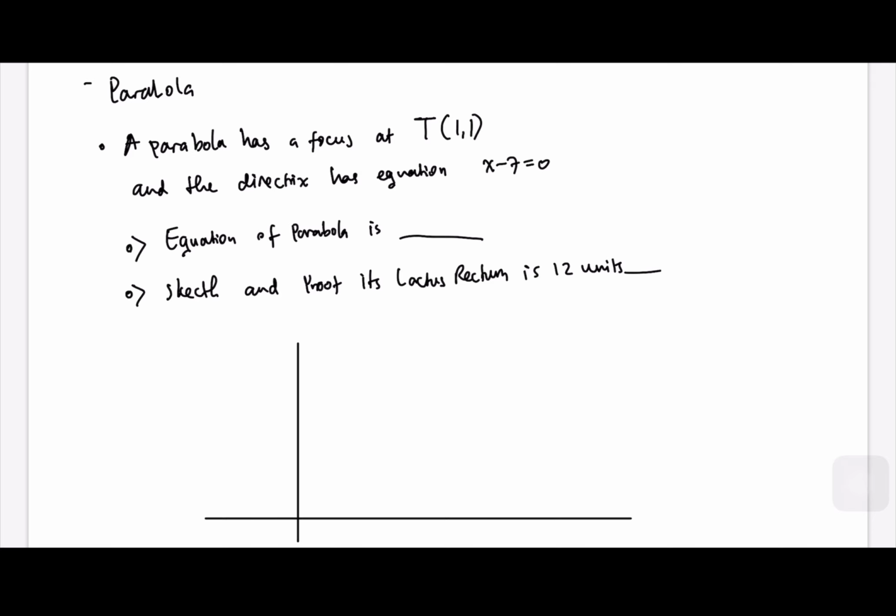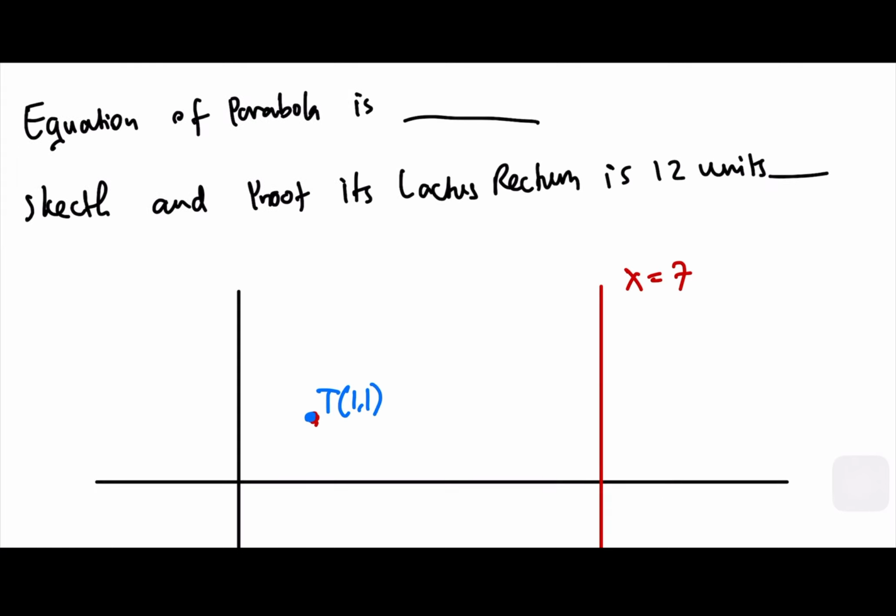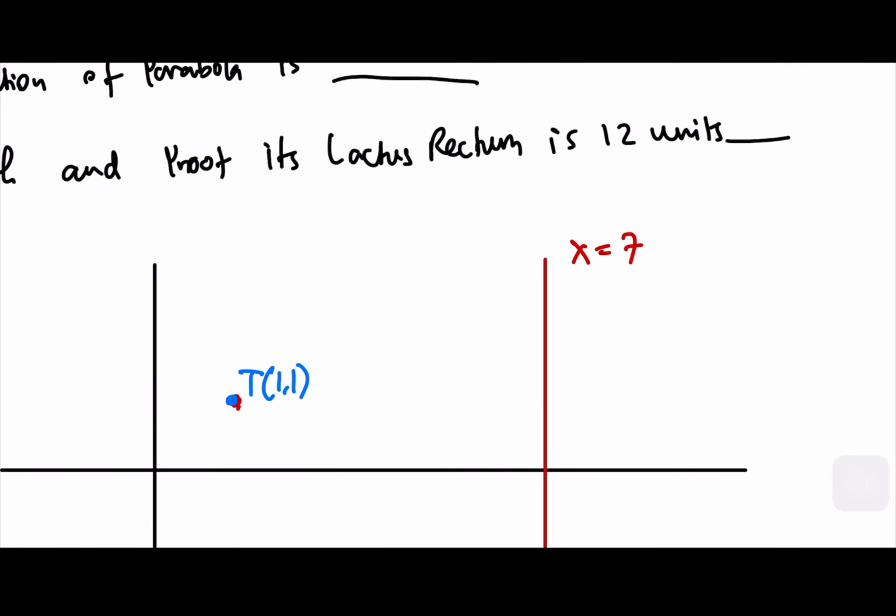So let me draw. Let's say we have a directrix around here. Let's say this is T, this is (1, 1). So this is the focus. So first you need to understand what the idea is here. The parabola in conic sections has a certain property that when you are connecting the line from the focus, let's say this is P, the point on the parabola, let's say in XY.